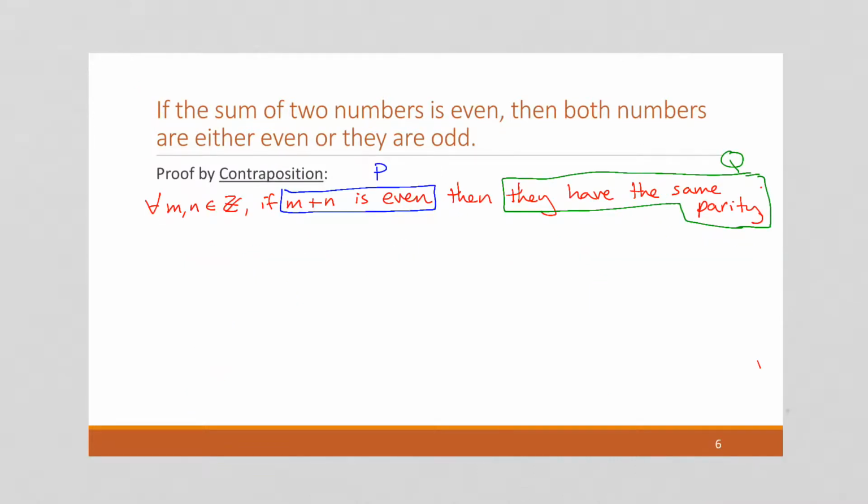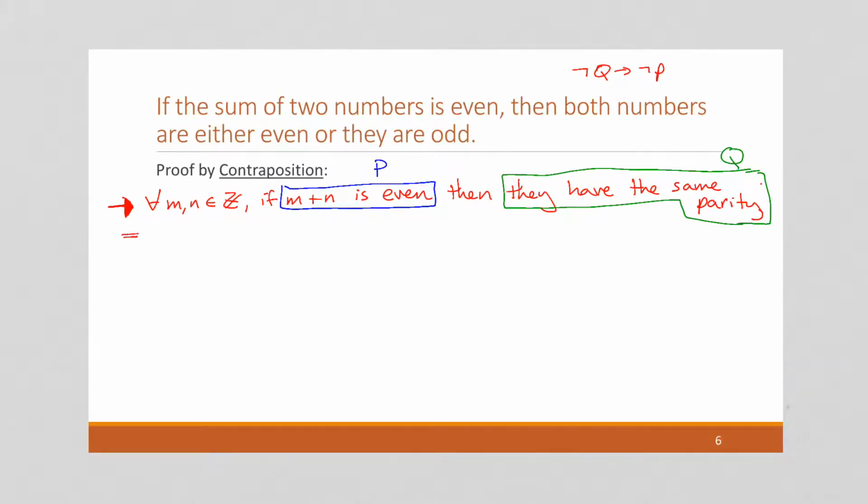So to solve this problem by contraposition, we're going to start with the same more formally written out statement that we had before. So I just copied that one and put it here. And now what we want to do is write its contraposition. So if you recall, the contraposition is going to be not Q implies not P. So let's write that here.